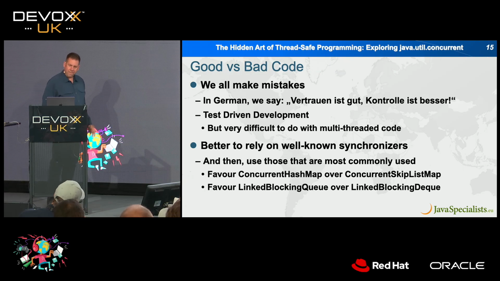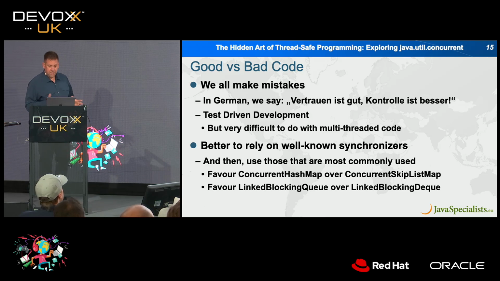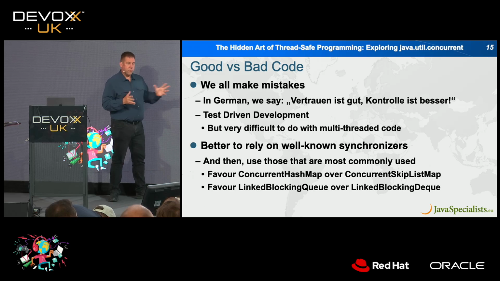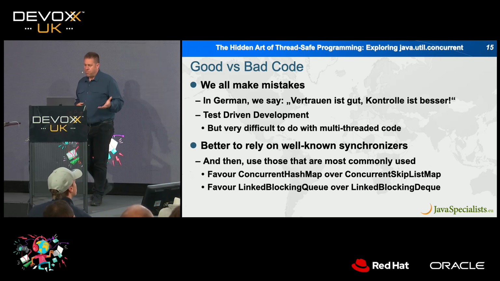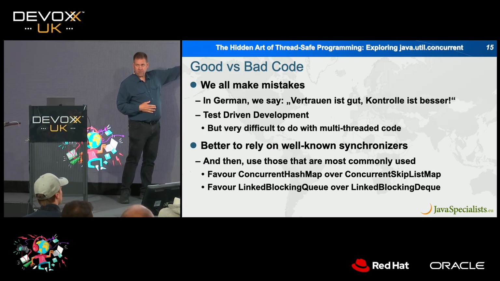But it's extremely detailed. Now, we all make mistakes, and it's good to have trust, but you need to also check that everything is correct. And this is a whole test-driven development idea, but it's very hard to do with multi-threaded code. And that's why I said we use well-known, well-used synchronizers. And with that, I don't only say don't write your own, but also use the most common ones. So if you need a concurrent map, I would prefer ConcurrentHashMap over ConcurrentSkipListMap. I've not found any bugs in ConcurrentHashMap so far. I have found a bug in ConcurrentSkipListMap.